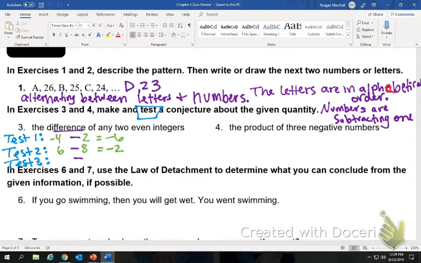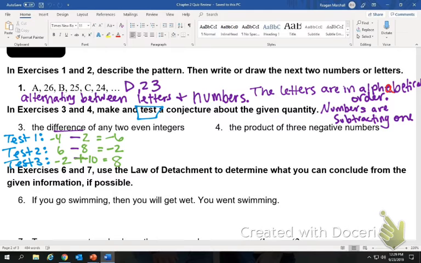What else do we want to do? Negative 2 and negative 10. Sound good? What happens when you subtract a negative number? It becomes positive. So what's minus 2 plus 10? 8. So after these 3 tests, you're going to make a conclusion.